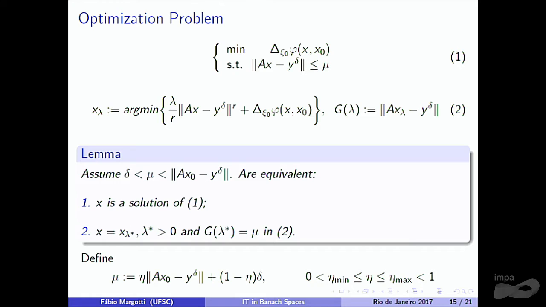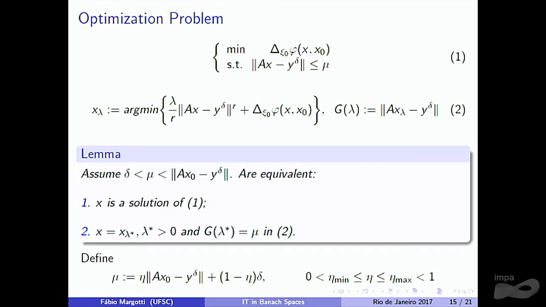And this lemma tells you that if mu is between delta and the residual in the last iteration, then finding a solution of this problem here is exactly the same thing as finding a lambda such that the norm of the residual evaluated at the corresponding minimizer is equal to mu. So this is maybe not so easy, because you need at the same time to find lambda, calculate the minimizer, and then evaluate the norm of the residual. And this needs to be equal to mu. But observe that mu is in this interval. So it's not so difficult in practical situations.